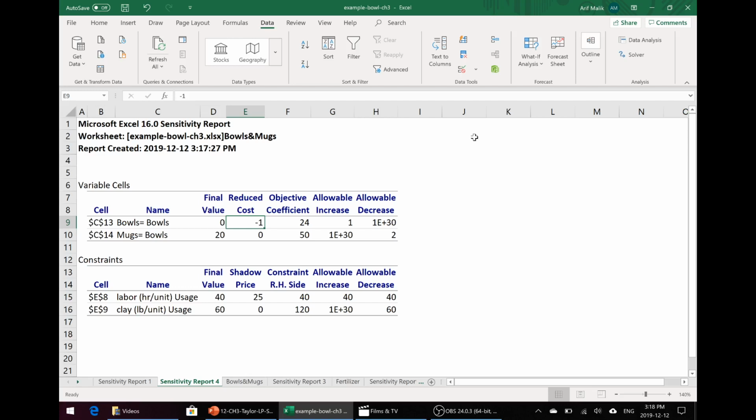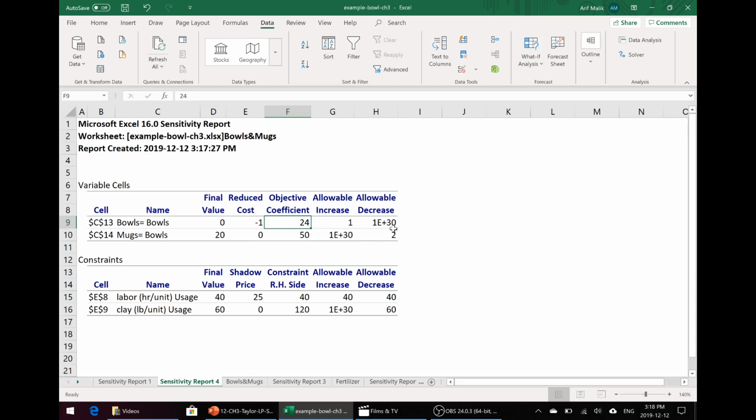Of course, the bowls will come into the solution mix. This is telling us that if the objective coefficient is increased by $1, then the variable bowls, the number of bowls, will be in the solution mix. At the moment it is not in the solution mix, it's 0. So that is the idea of reduced cost.